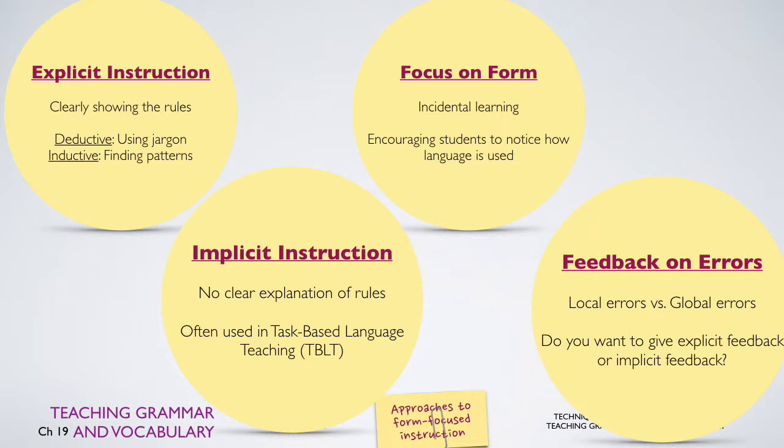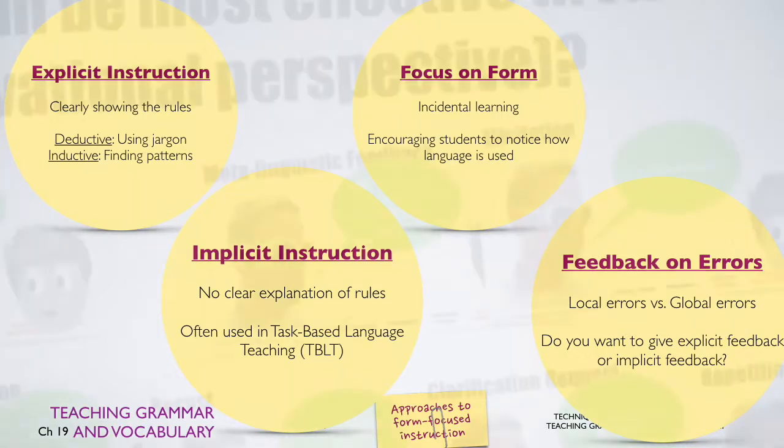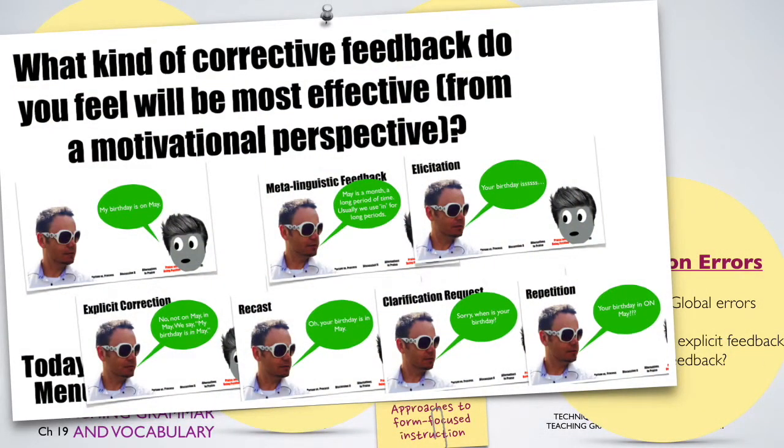If you're interested in going further with this, you can also look at more detailed ways of giving corrective feedback, such as recast and metalinguistic feedback. Here's a slide I used in a different class, about motivation actually, in which we were looking at different ways of correcting students' errors. Have a look through for a few ideas on how a teacher might react when a student says, incorrectly of course, my birthday is on May.